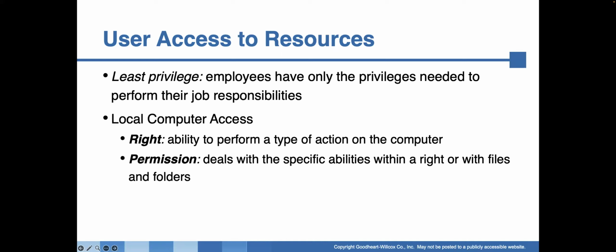Local computer access. You have rights and permissions. What is a right? A right is the ability to perform a type of action on the computer. A permission deals with specific abilities within a right or with files and folders. That means you can have permission and you may not have the right. But if you have the right, you also can indirectly have permission. So a right is much higher than a permission.